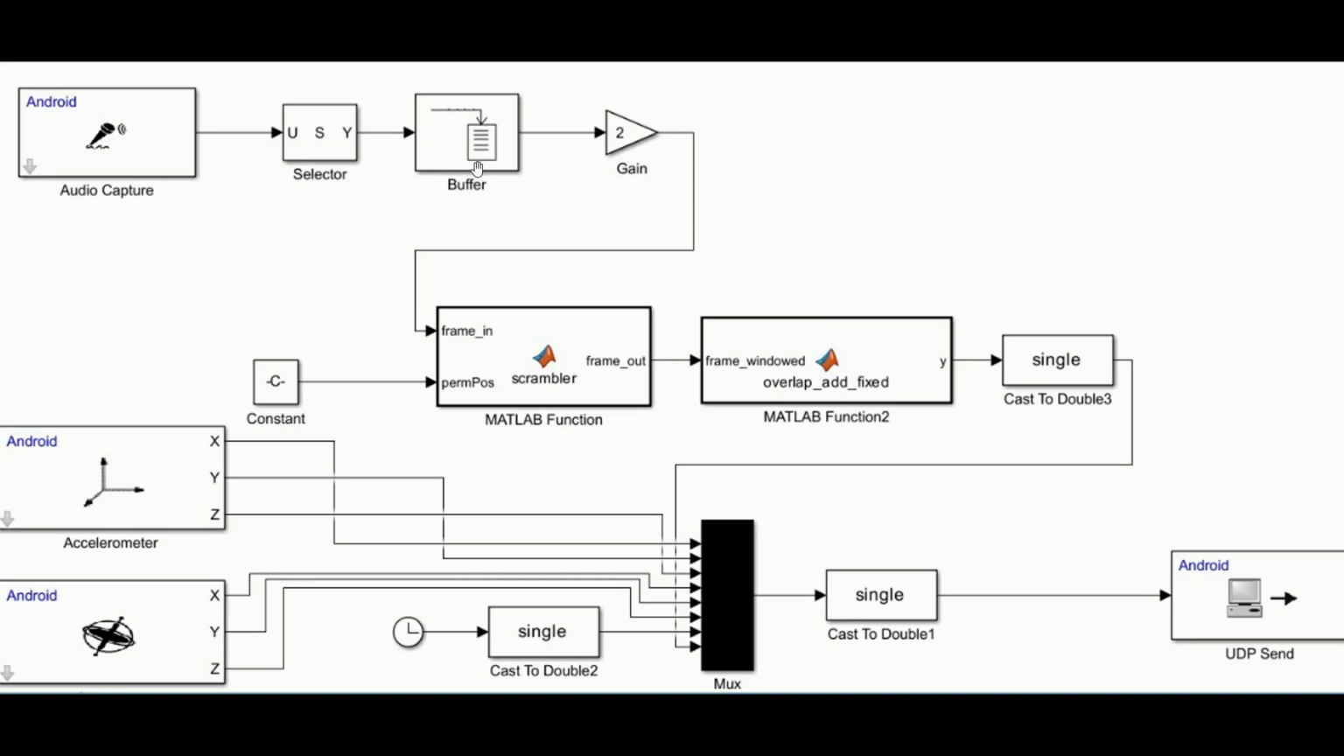The selector ensures we pick the desired audio channel, while the buffer groups the samples into manageable frame sizes for further operations. Then there is a gain block, which adjusts the amplitude of the signal. In simple terms, it controls the loudness of the captured audio before we process it. And then the processed audio is sent to the MATLAB function block named Scrambler, and its explanation will be given further.